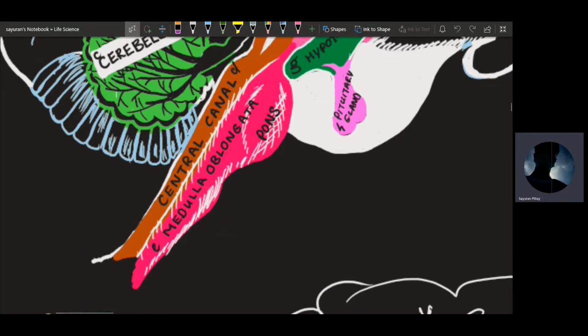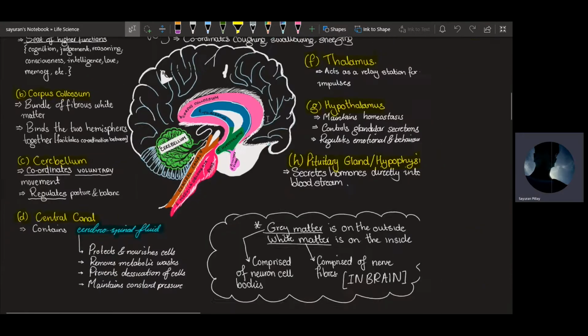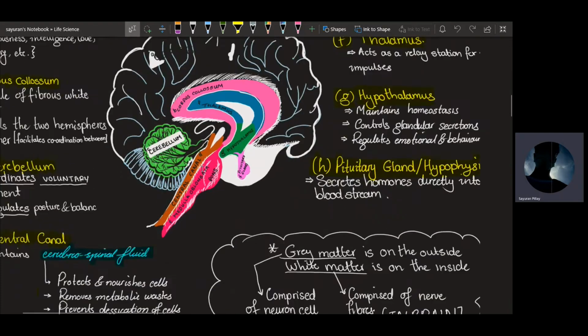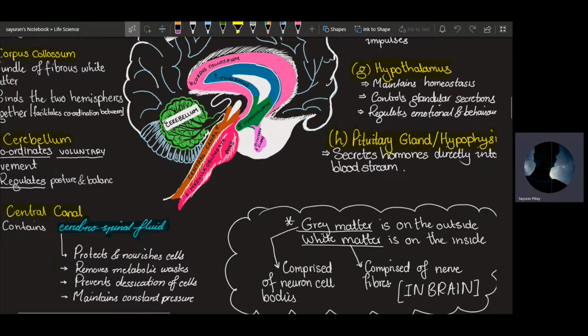This is called your pons. Okay, it's just a little part there. It's nothing major for you to know now. And yes, all your labels are covered. The central canal has a very, very important job of secreting, or rather containing, cerebrospinal fluid.